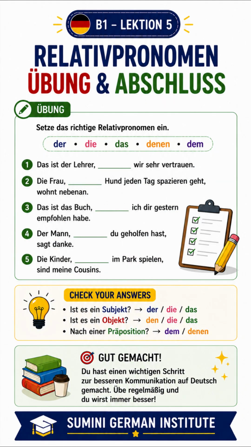Let's summarize. Relative clauses help us connect information and sound more natural in German. Remember, nominative when the relative pronoun is the subject, accusative when the relative pronoun is the object, dative when the verb or the preposition requires dative. Always ask yourself, who is doing the action, who received the action, which case does the verb need. If you follow these 3 questions, choosing the correct relative pronoun becomes much easier.